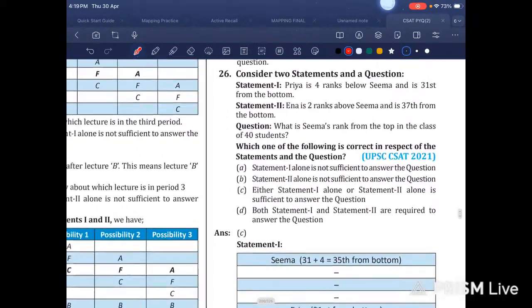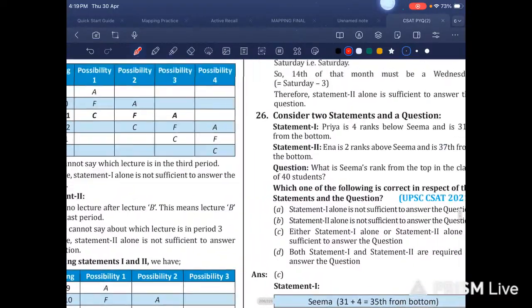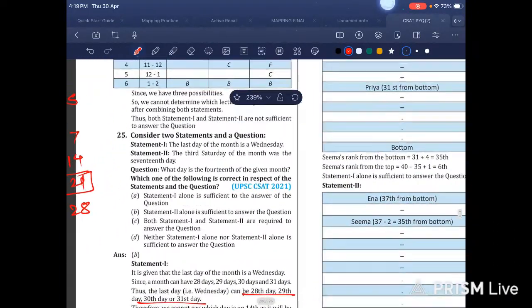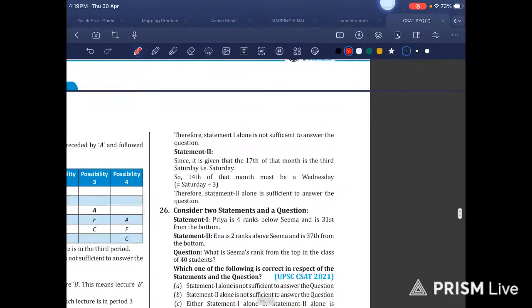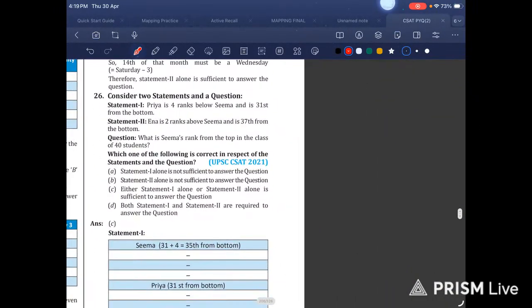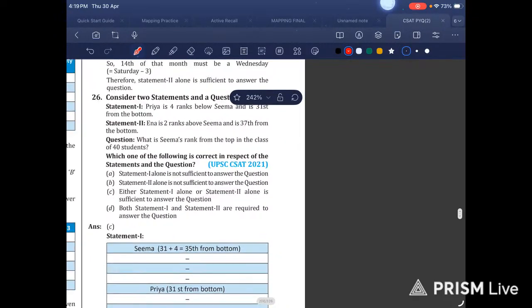Fine, no problem. Now I will go to question number 26. I won't be attempting question number 25 because, to be fair and honest, I don't know how to solve this question. I am not here to prove anything to anybody. I am just here to practice to clear the cutoff of 66.66, that is 67 marks.